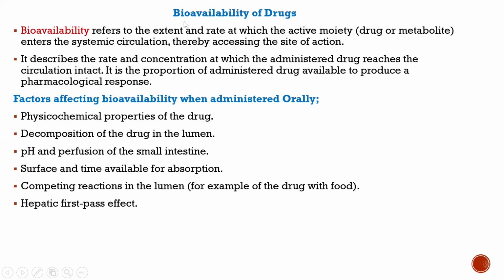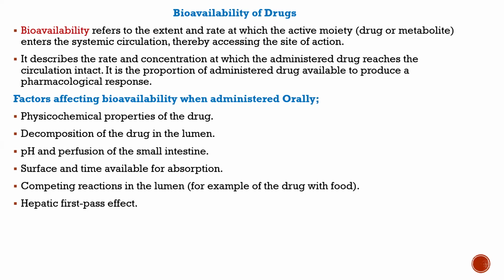So we have another one, bioavailability of drugs. These drugs that are being administered, how readily are they available for use by the body? Bioavailability refers to the extent and rate at which the active moiety, that is this drug or the metabolite, enters the systemic circulation, thereby accessing the site of action. So it describes the rate and the concentration at which the administered drug reaches the circulation intact.